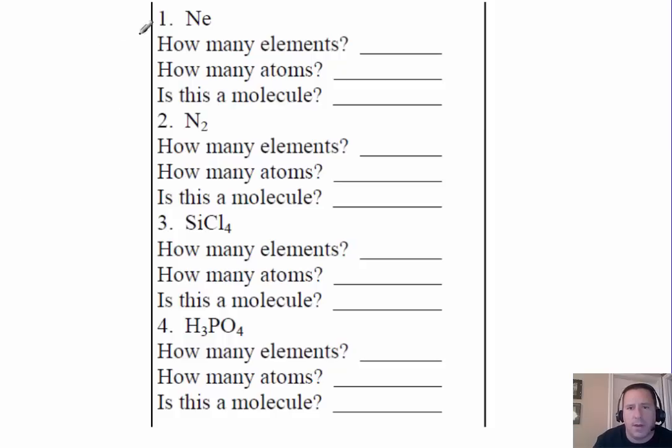Let's go through and answer some of these questions and see how we're doing. How many elements do we have here? Well, we have one element, Ne. We can list it. It's neon. There's one element. How many atoms are there? Well, we would look at the subscript. There's an invisible 1 right there, so we would write a 1. How many atoms are there? There's 1. Is this a molecule? Are there more than 1 atoms bonded together? No, that's not a molecule.